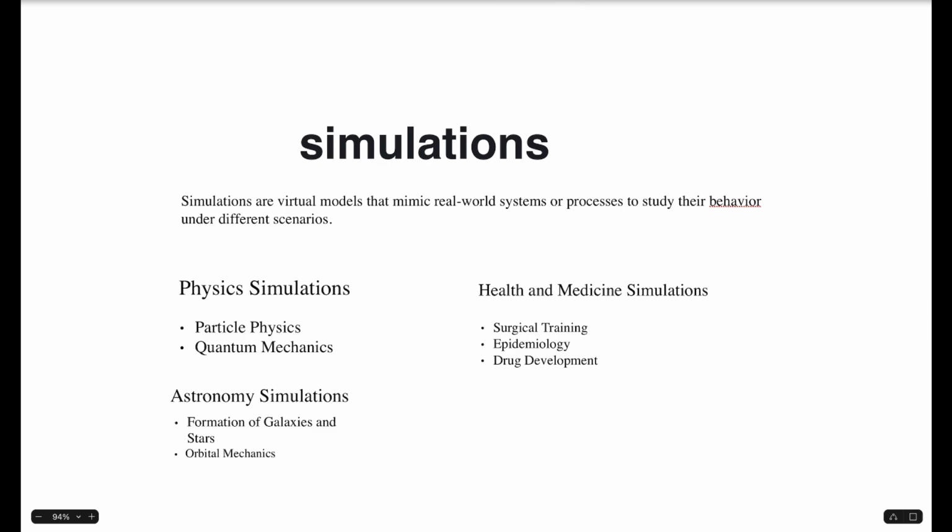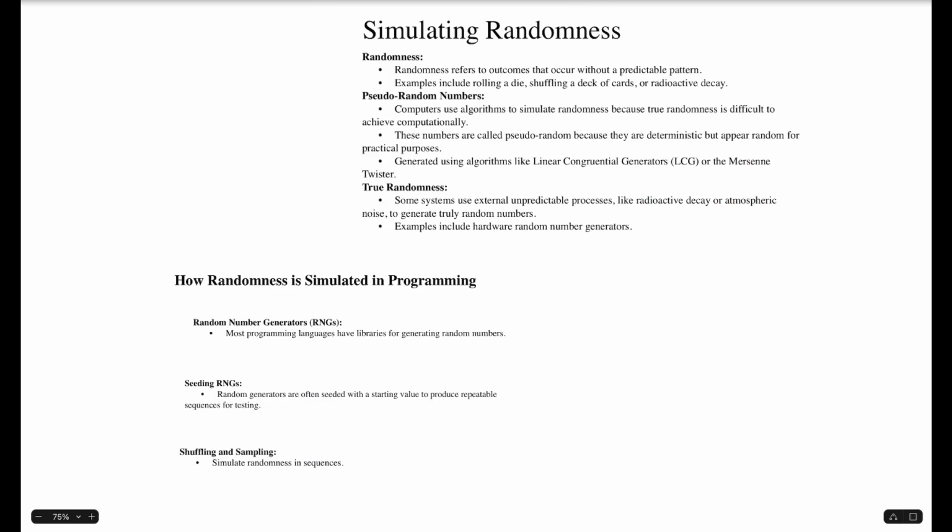There is also epidemiology and drug development. They are all related to simulations and use simulations to do further research for their careers and fields. And now we can take a step forward into looking at how simulating randomness in code happens.